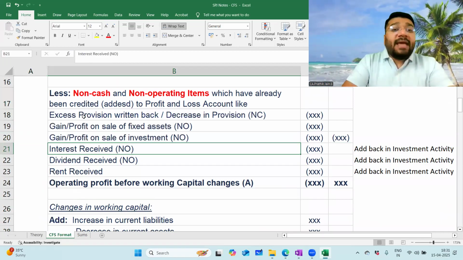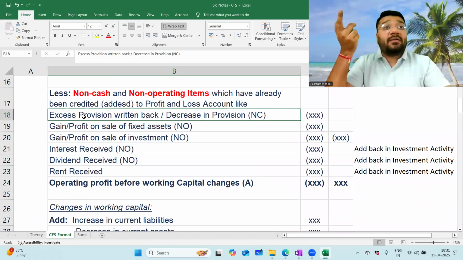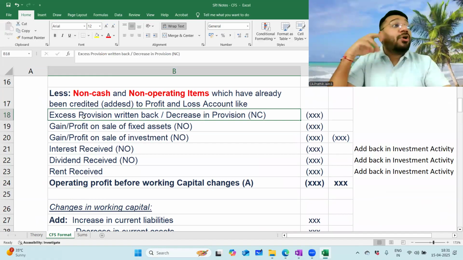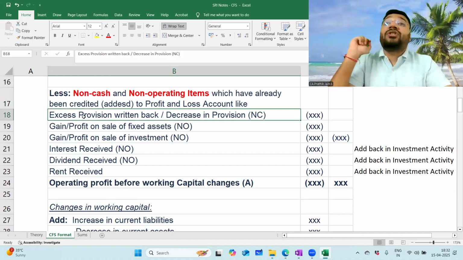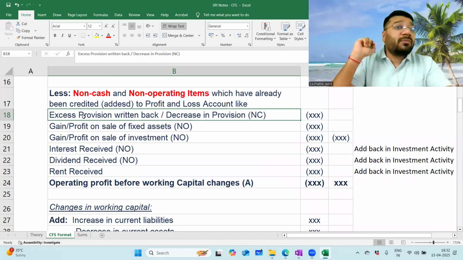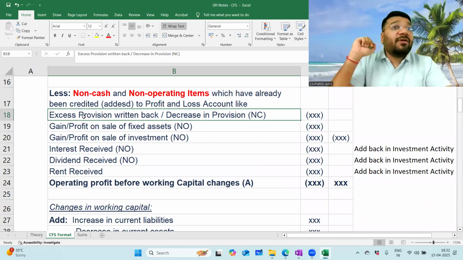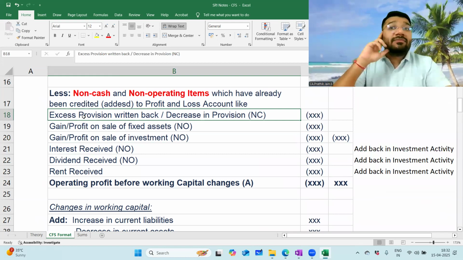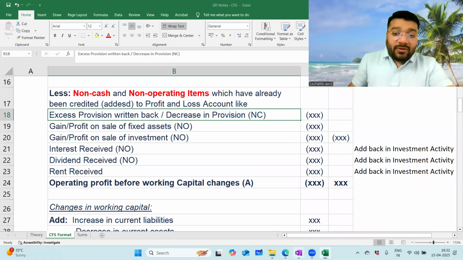I'll tell you why. Excess provision written back. The provision for bad debt that you wrote off earlier, from that no money is going to come. So the provision that you created, we need to reverse it. So reversal of the provision for bad debt, reversal of the provision for doubtful debts and discount. This topic, where did you study? Foundation. Where in foundation? Final accounts and adjustment of final accounts of non-manufacturing entity. Forgot, eh? Provision written back.